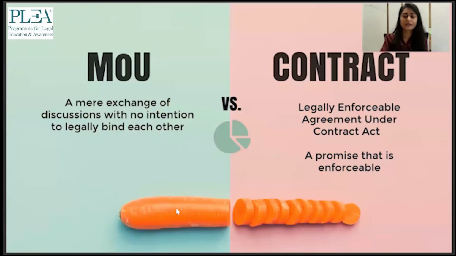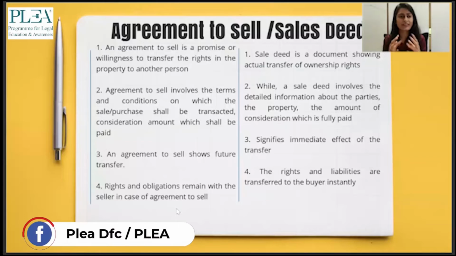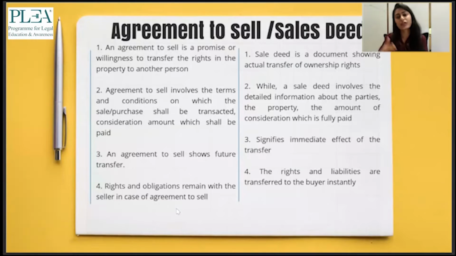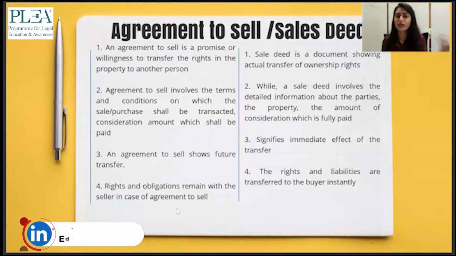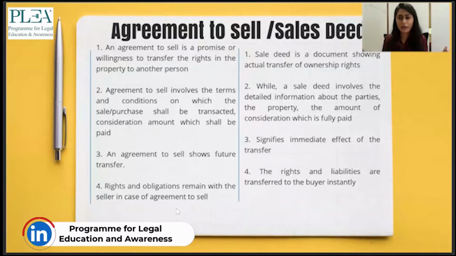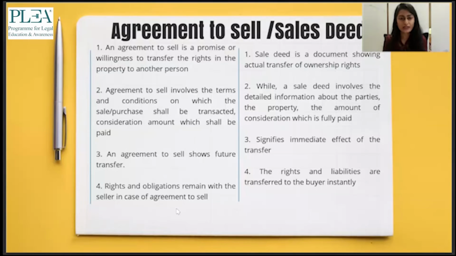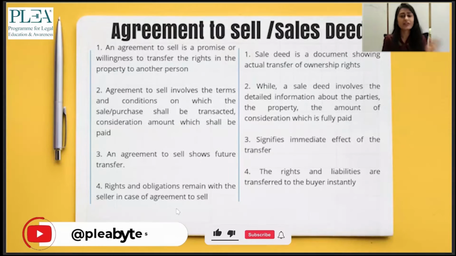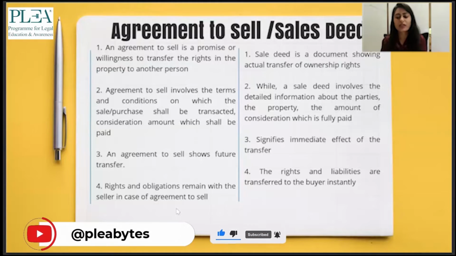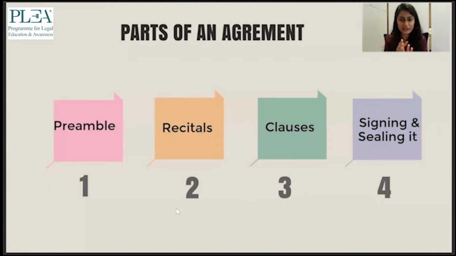So now we understood what the 5 stages of a sale transaction typically look like, and what the documents are that we need to prepare. First one is the MOU, which is a non-binding, non-legal contract. It's just an understanding between two parties. Then we come to the agreement for sale, then the sales deed. We'll understand what an agreement for sale should look like. These 4 parts are very, very important. They will always be there in any agreement. So first one is the preamble. Then come the recitals, clauses, and signing and sealing it.